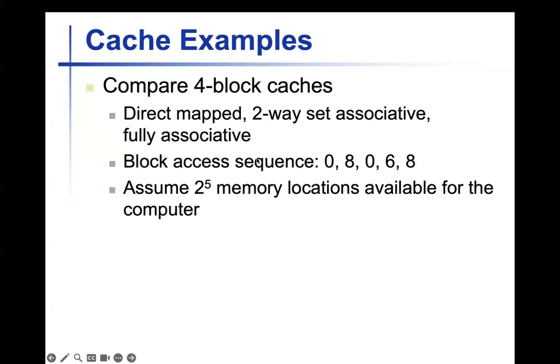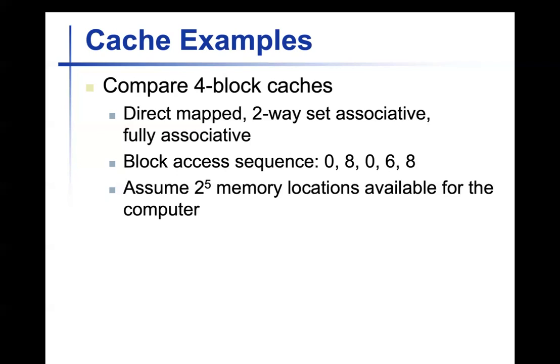0, 8, 0, 6, 8. And just for this example, I'm going to assume I have 2 to the 5 memory locations available for the computer. So this is going to reduce the size of how many bits we need to give addresses for the memory. Okay, so let's move on to our examples.